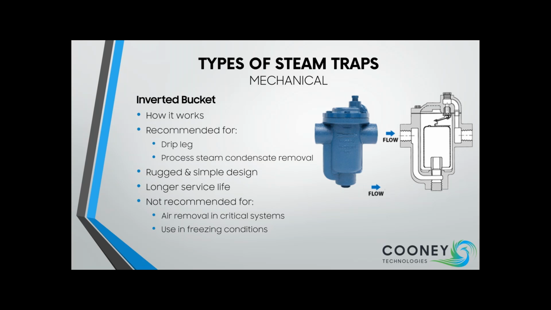Next, we're going to go to the inverted bucket trap. This trap uses an internal inverted bucket design, and it collects condensate which floats the bucket up to a specific elevation inside the trap body, and that opens up the discharge port. Again, live steam pushes the condensate out, and the port is closed again as the bucket drops. This, like the F&T, does not allow live steam to escape into your condensate system. It has a simple and rugged design. It looks pretty rugged, and you usually have a longer service life than an F&T trap, but it is not the best selection for air removal from steam systems in critical systems. And it's really not recommended for use in freezing conditions.